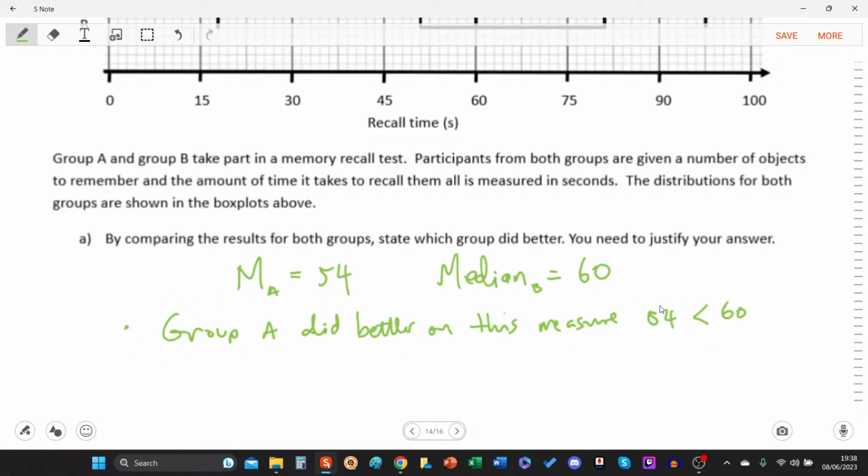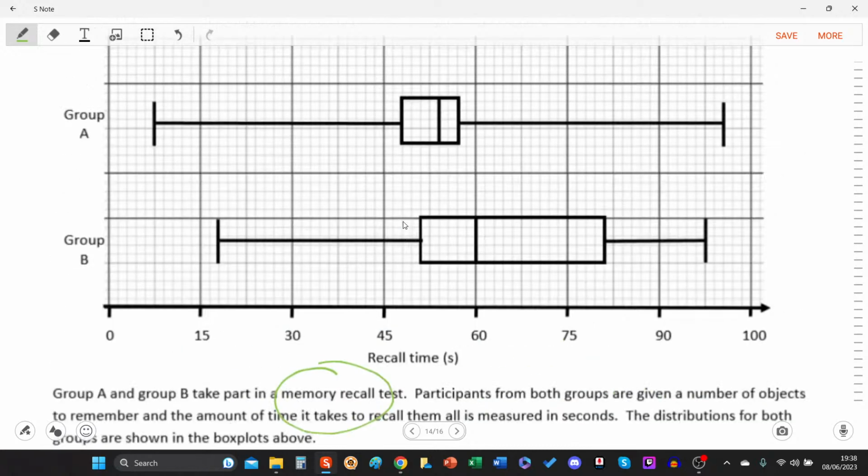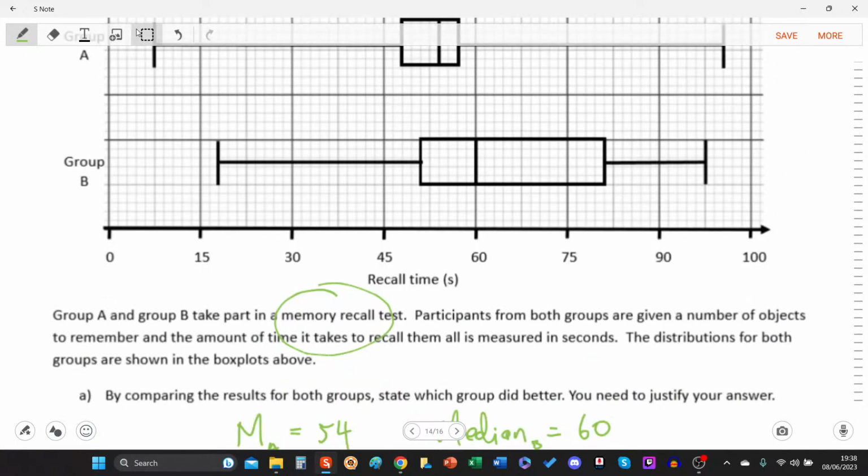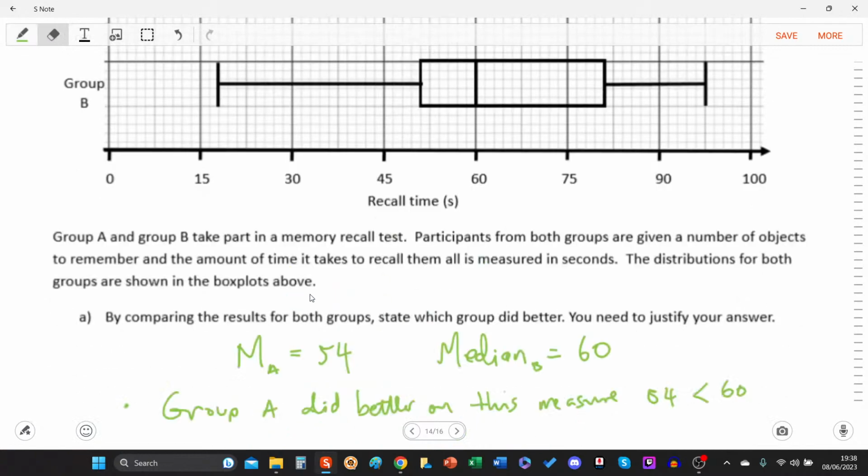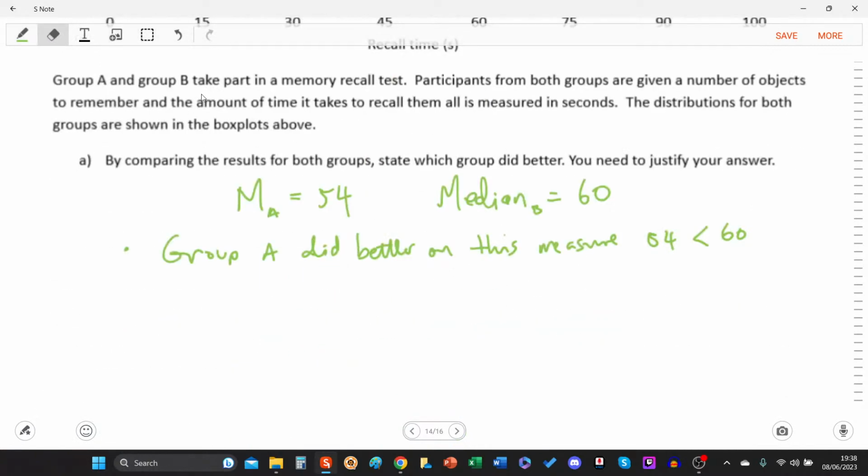And that's the subtle thing about this. It doesn't tell you that, if you've got a memory recall test, lower is better. So you have to be aware of the situation and try and immerse yourself in the situation, I guess. So why did I go for median?